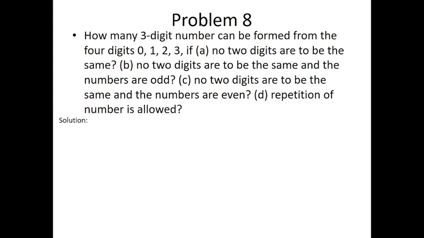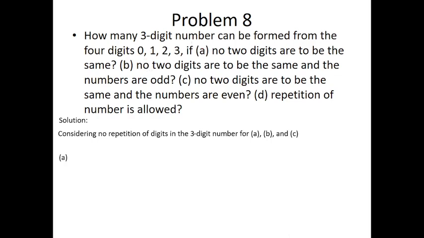Alright, let's analyze. We are to determine the number of three-digit numbers that can be formed from the four digits 0, 1, 2, and 3. There is a restriction imposed that no two digits are to be the same, so we consider no repetition of digits for A, B, and C, because for letter D, repetition of numbers is allowed.